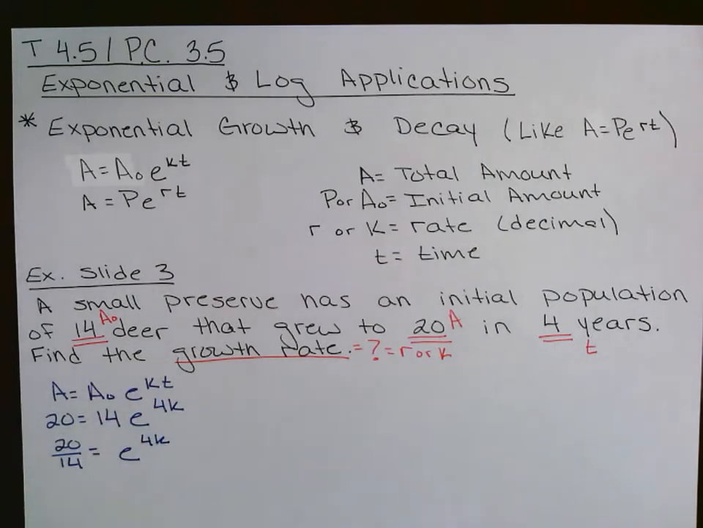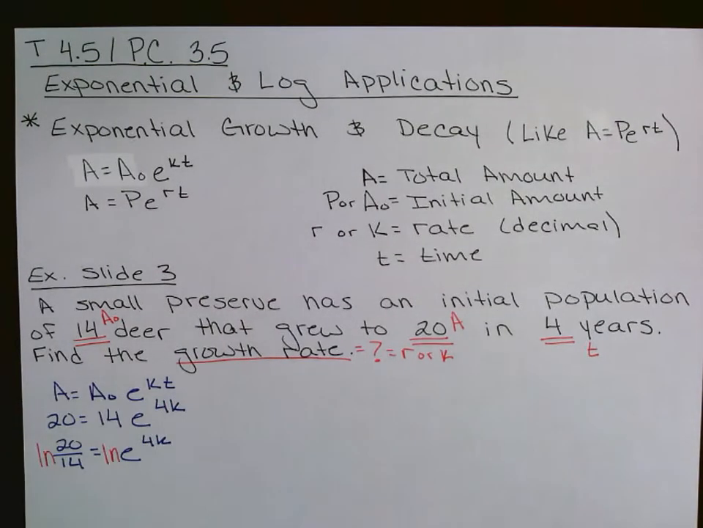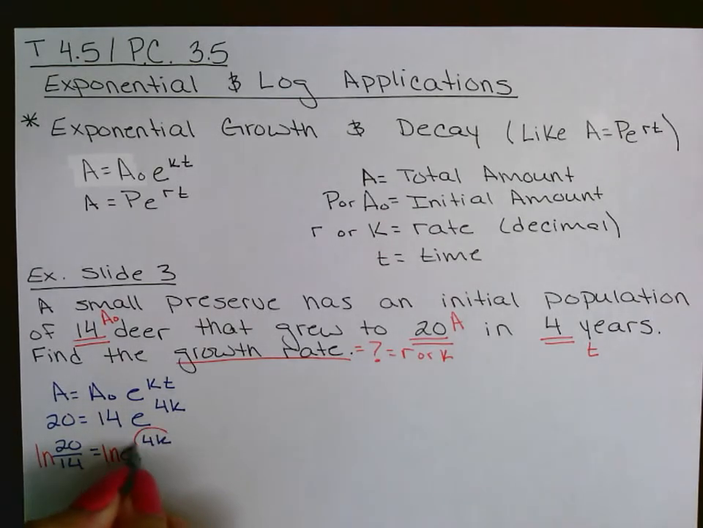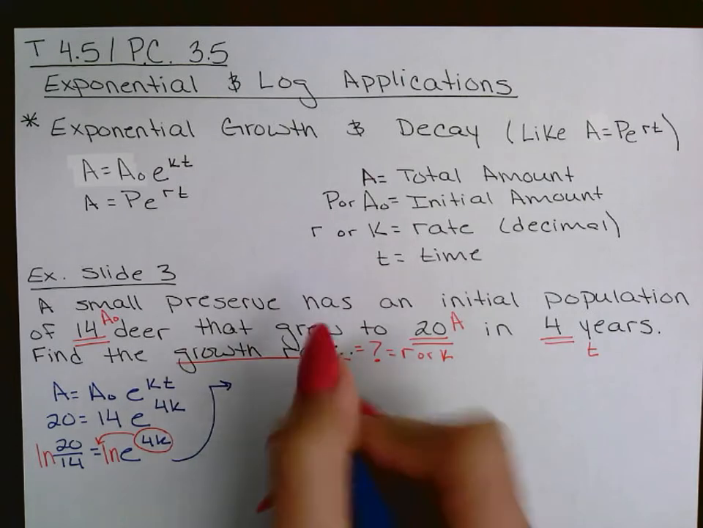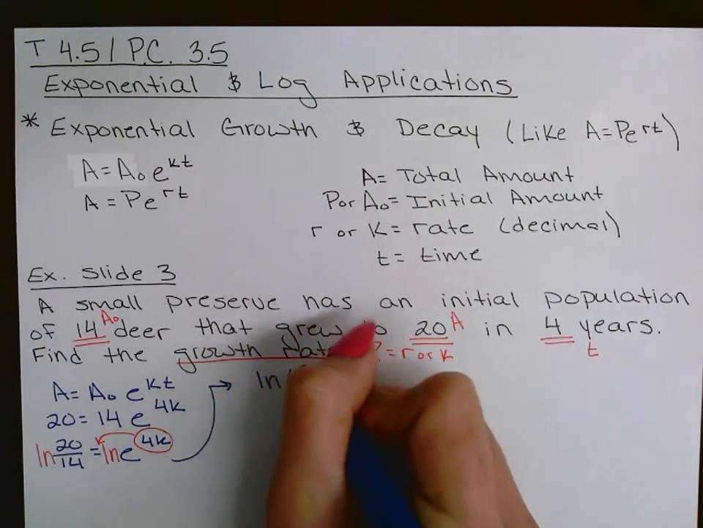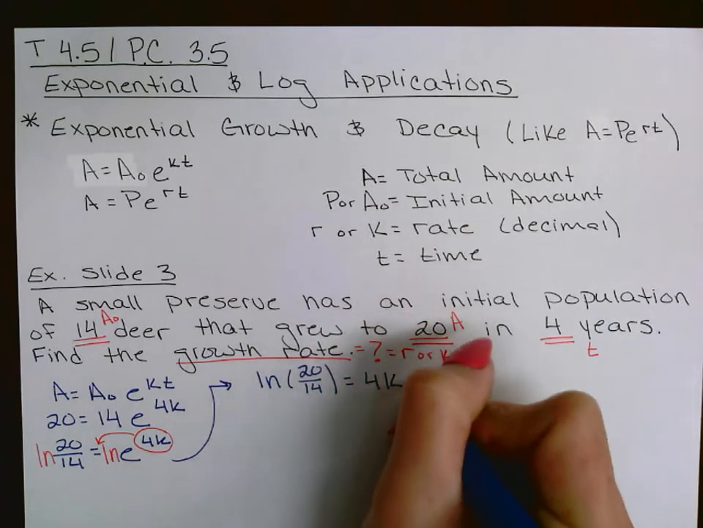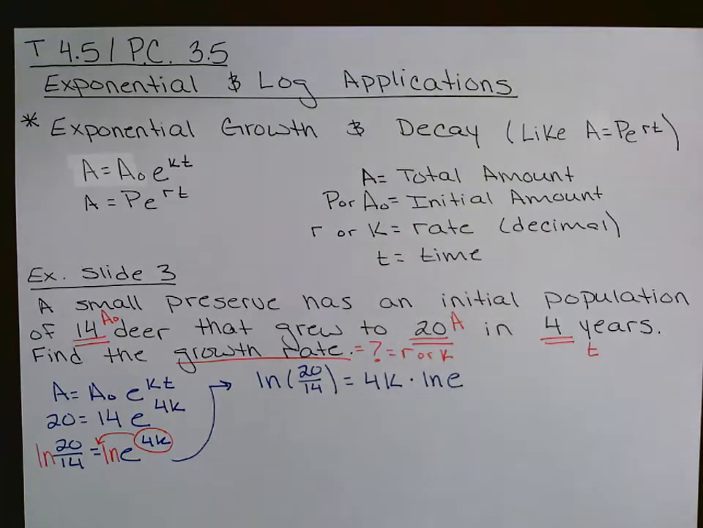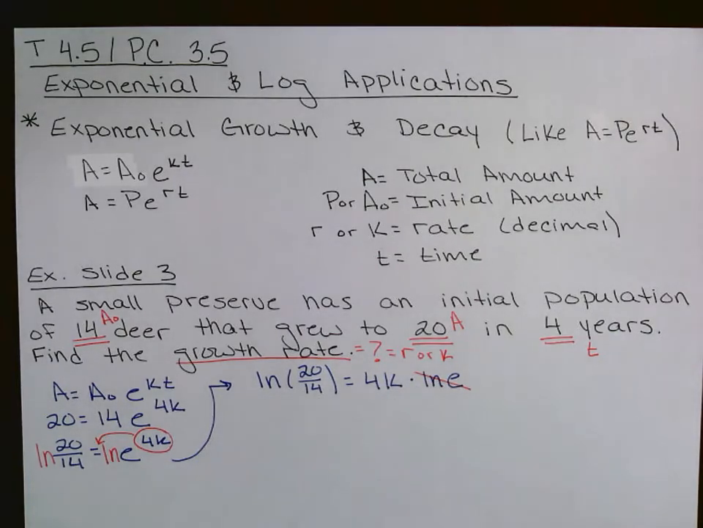Good. Remember, I can use ln or log, but the PERT question specifically has an E. So the ln is going to work out really nice. Okay? And this will move to the front. So I'm going to come up here. Now we have ln of 20 over 14 equals 4k times ln of E. What does ln of E equal? 1. 1 times anything is itself, so that ln of E is technically going to disappear.